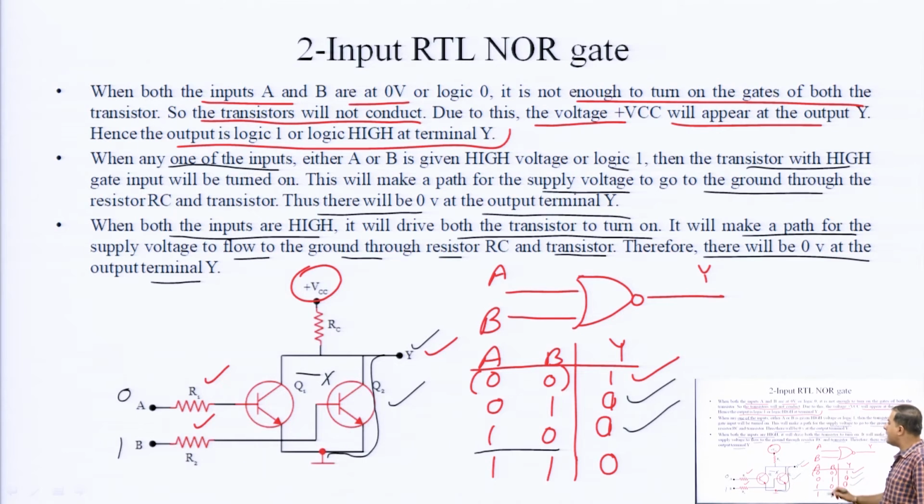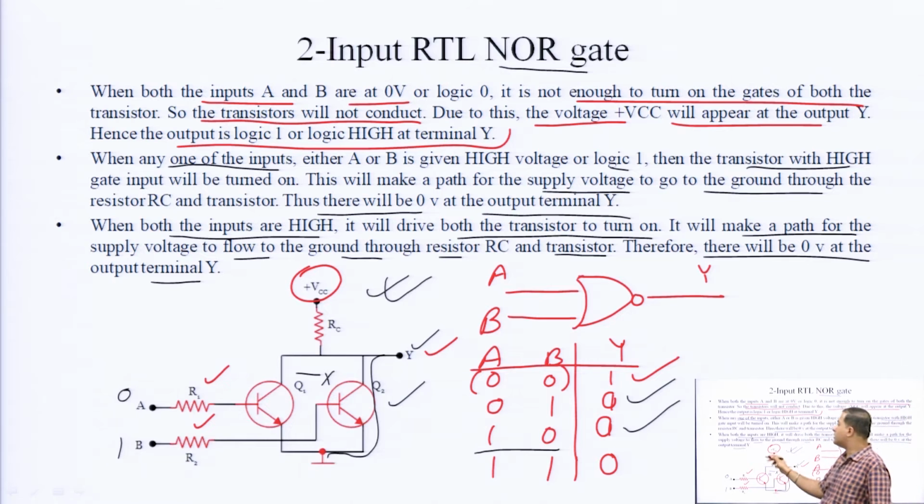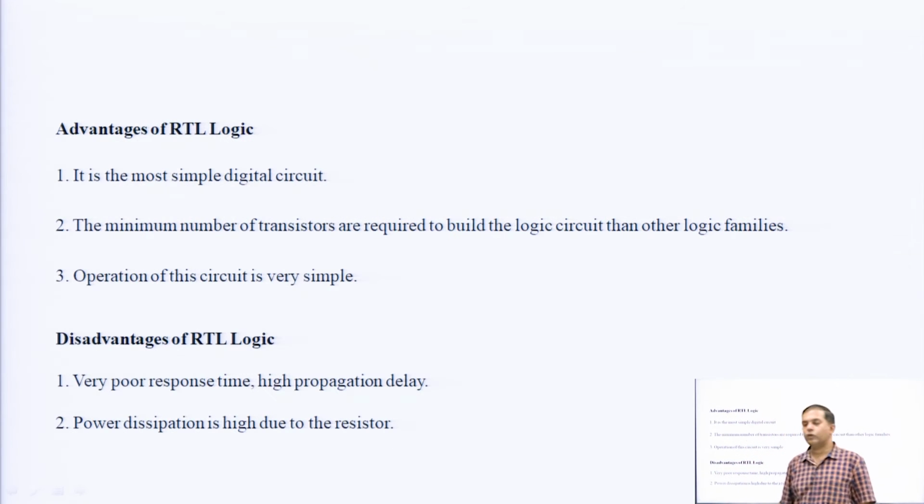So, you can check that this circuit is perfectly working as a 2 input NOR gate, but here, in spite of a NOR gate, we have used resistors and transistors for giving the output. Okay. I think this 2 input RTL NOR gate is very much clear. Let us proceed. Now we will discuss the advantages and disadvantages of RTL.